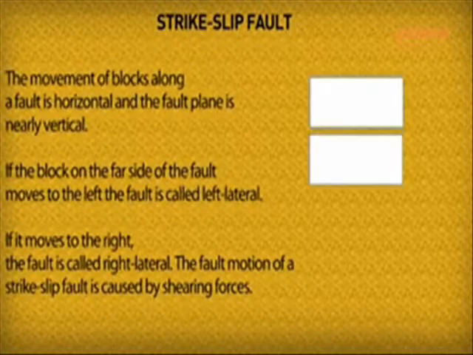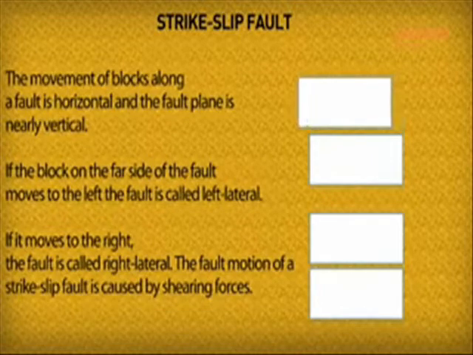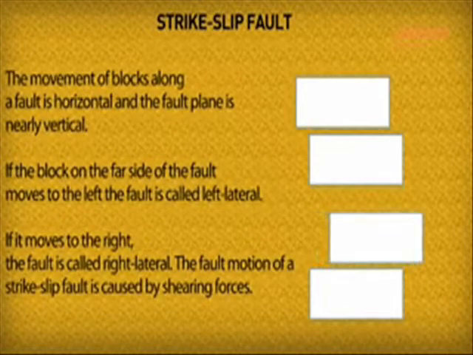The second type is the strike-slip fault. In the strike-slip fault, the movement of blocks along a fault is horizontal and the fault plane is nearly vertical. If the block on the far side of the fault moves to the left, the fault is called left lateral. If it moves to the right, the fault is called right lateral. The fault motion of a strike-slip fault is caused by shearing forces. Other names of a strike-slip fault are transcurrent fault, lateral fault, shear fault, and wrench fault. Examples include the San Andreas Fault in California and Anatolian Fault in Turkey.